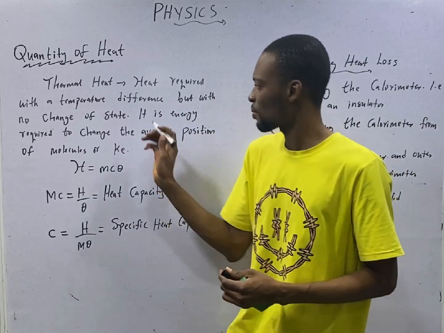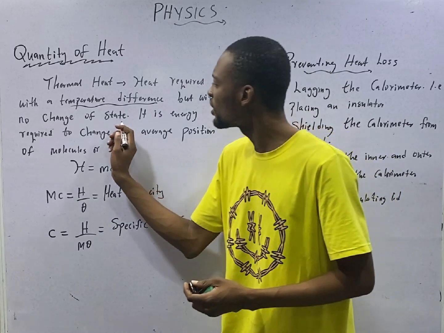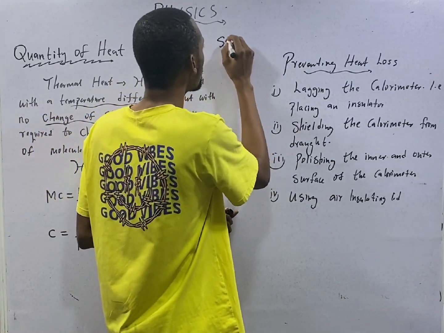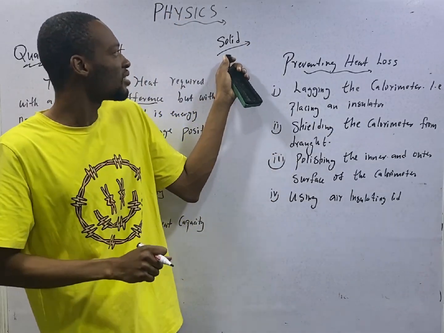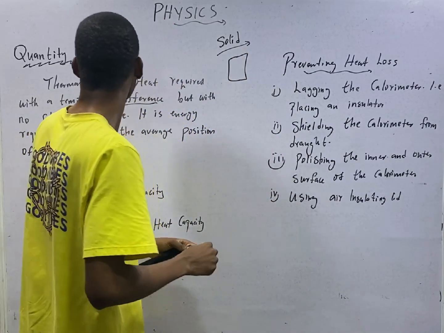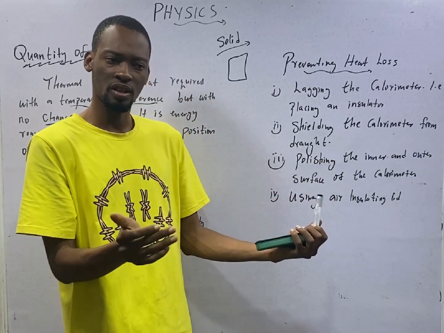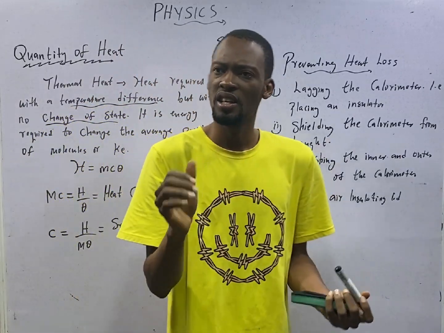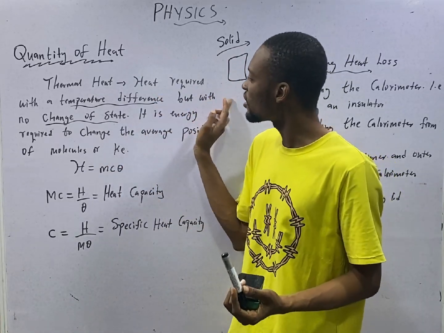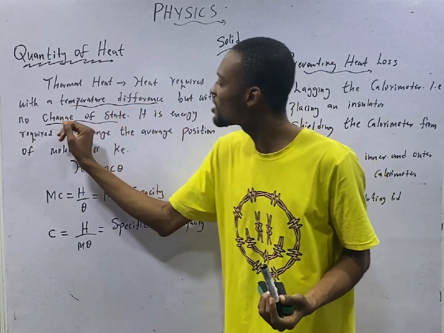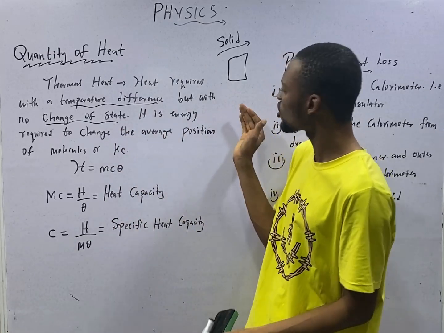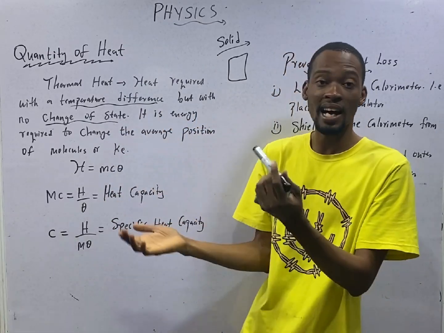It is the heat required with a temperature difference but with no change of state. If I give you a solid, the heat required for this solid or applied to this solid while it still remains solid, that is thermal heat. The solid does not change, unlike latent heat. In fact, latent heat is the opposite of thermal heat, because latent heat is the heat required without a temperature difference but with change of state. They are opposite. In latent heat, temperature remains the same, no change in temperature, but the object or substance will change state, solid to liquid, liquid to gas, and so on.